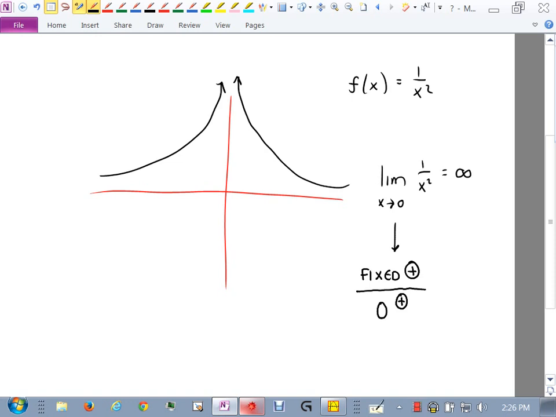Whenever you have fixed over 0, it can either be positive or negative infinity, right? But if the top's positive and the bottom's positive, then it must be positive infinity. Why is the bottom positive again? Because it's squared. So the answer here would be positive infinity. See, I'm trying to show you that right over here on the right side without the picture. I just brought you the picture to remind you what our answer should be.